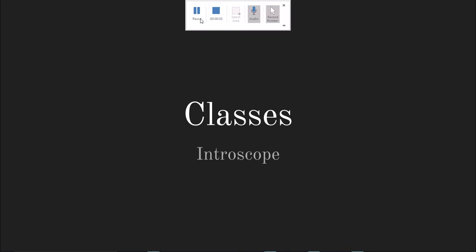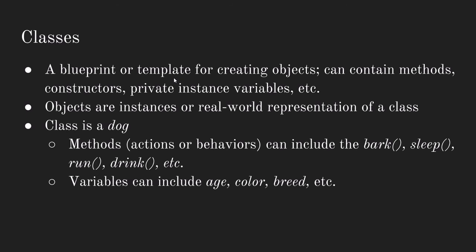Today we're going to go over classes. Now, a class is basically a blueprint or template for creating objects, and a class can contain methods, constructors, private instance variables, and other things that we're not going to cover in this video. And an object is basically an instance, or, put simply, a real-world representation of a class.